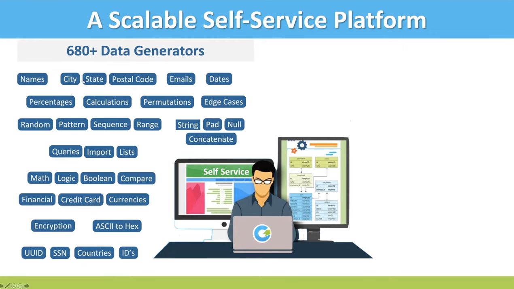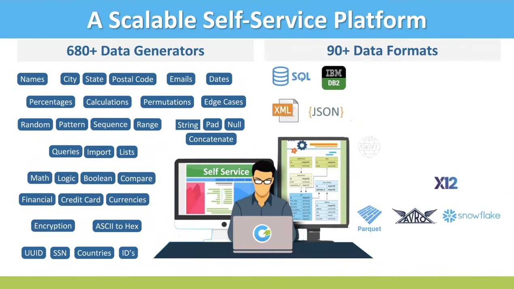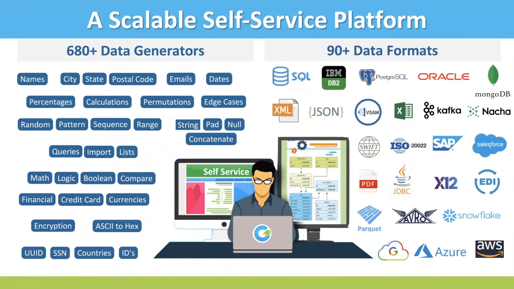Obvious ones like city, state, postal code, names, emails, things like that. But you can see a wide list of very powerful generators where we can granularly control and produce exactly the data that a customer needs for their test case. And formatting is handled by our component we call a receiver.